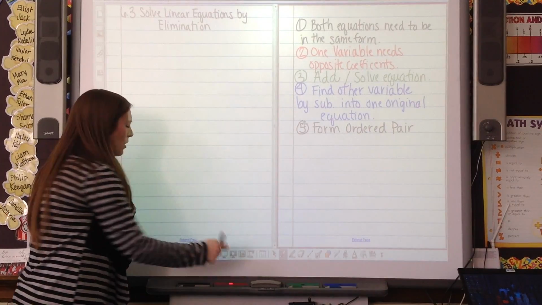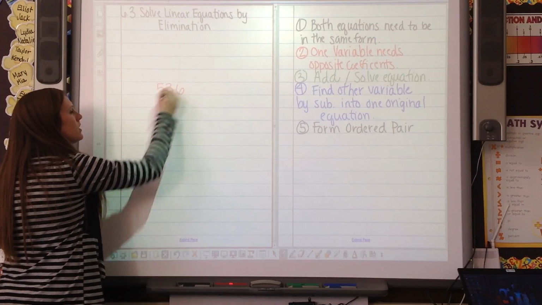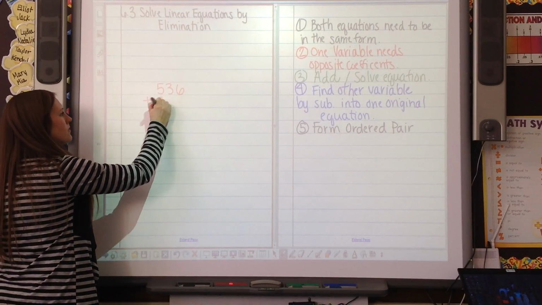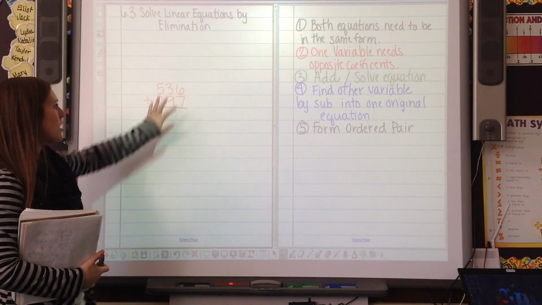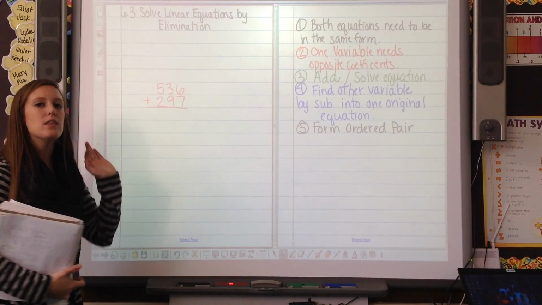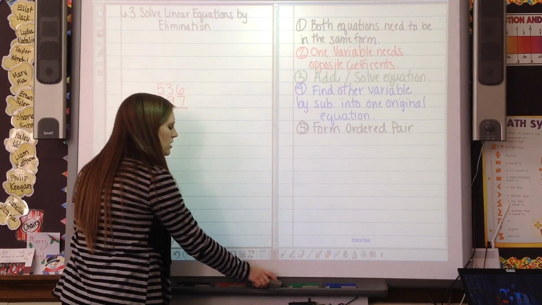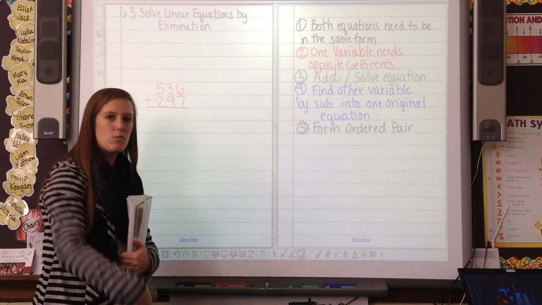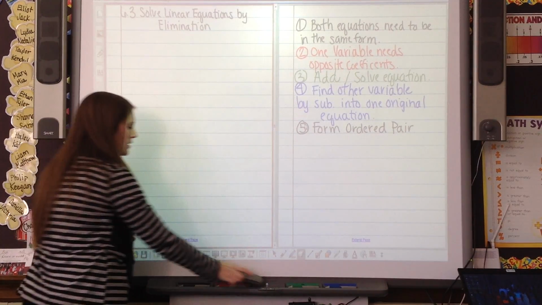Elimination works very similar to how you would add a multi-digit math problem. For example, don't write this down. Let's say we had 536 plus 297. You would stack them on top of each other and solve how? Solve the ones, solve the tens, solve the hundreds. This is going to work in a similar way. You're going to stack the equations on top of each other, and you're going to solve the x's, and solve the y's, and then solve the non-variable terms.